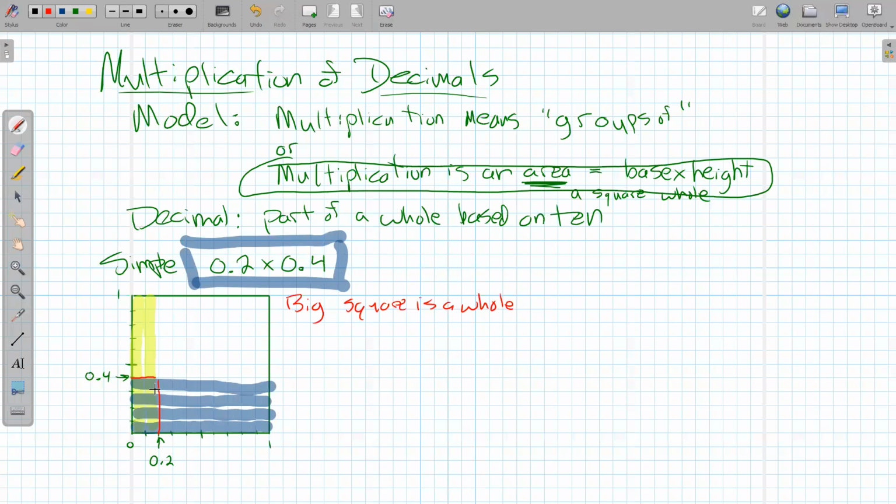So if the big square is a whole, what part is this? Well, the big square as a whole is a 10 by 10 grid, so there's 100 little things in there, so those little things must be hundredths. And so I have 1, 2, 3, 4, 5, 6, 7, 8 of those hundredths. So 0.2 slang, 2/10 proper, times 4/10 is equal to 8 hundredths, according to my picture here. That makes sense? Questions on that one?